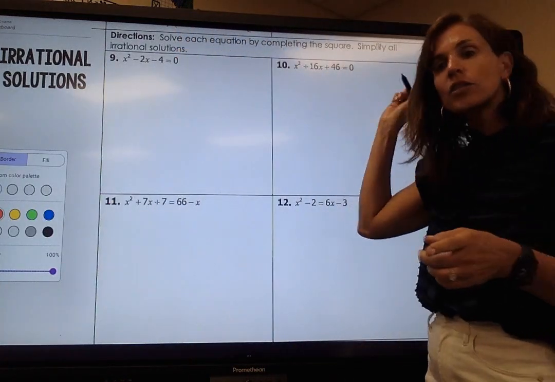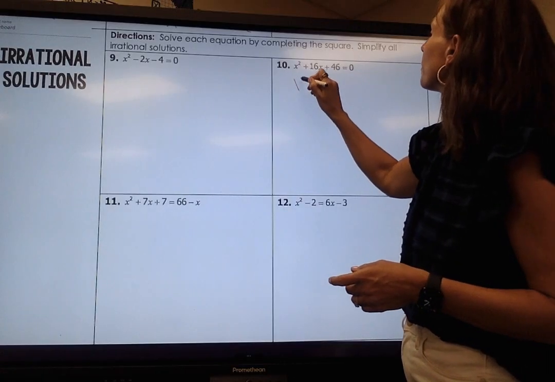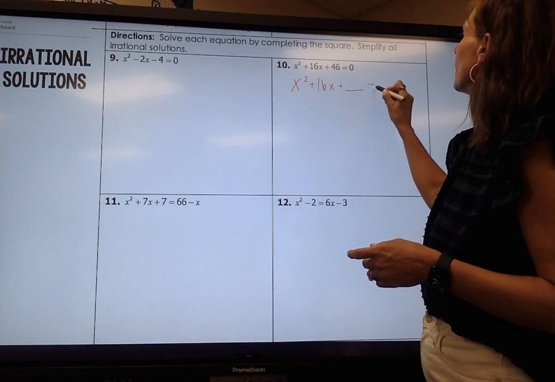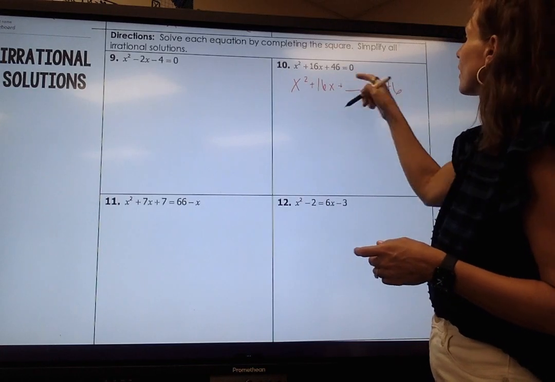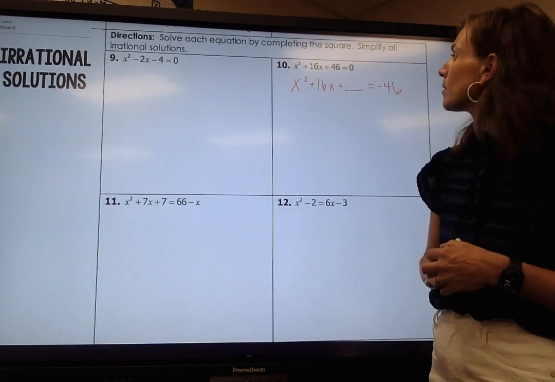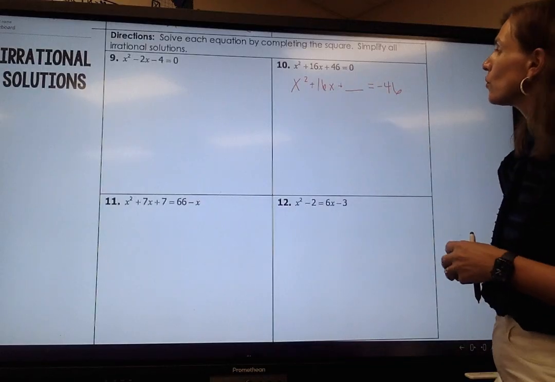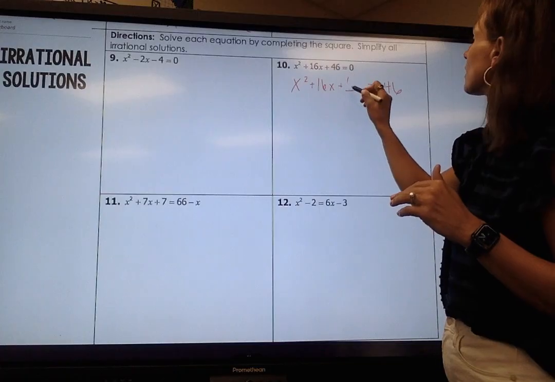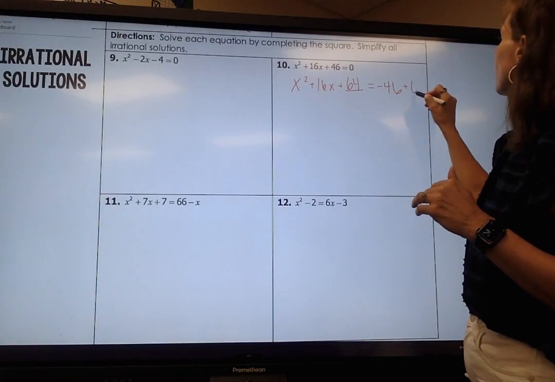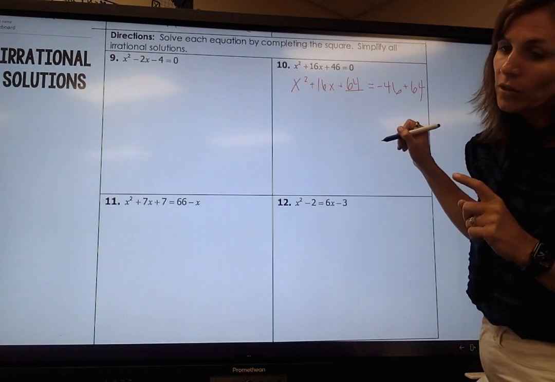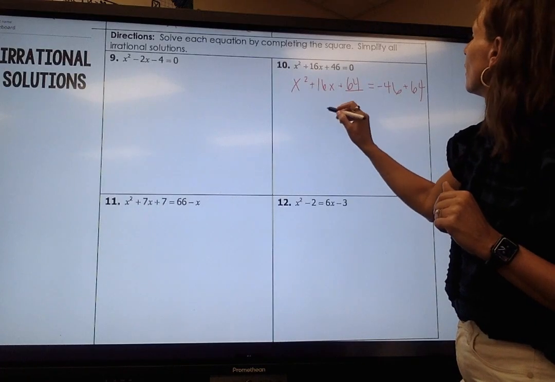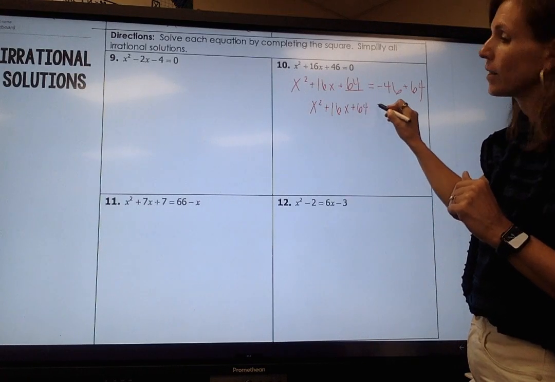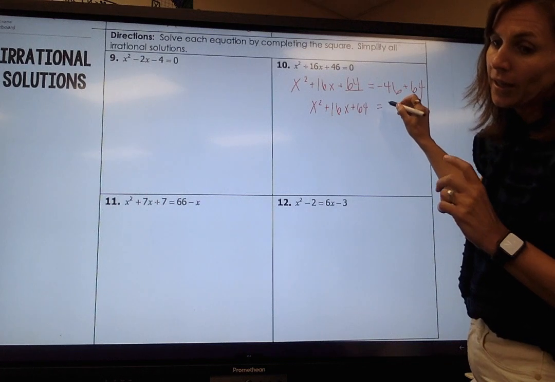Same thing, constant terms on the right-hand side, plus 16x plus something equals negative 46. I just subtract 46 on this side. I'm creating this third term, so I'm going to divide 16 by 2, which is 8. 8 squared is 64. Whatever you do to one side, you do to the other side. So now I have x squared plus 16x plus 64 is going to be equal to 18.